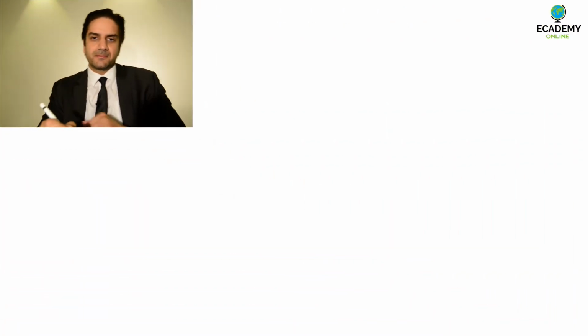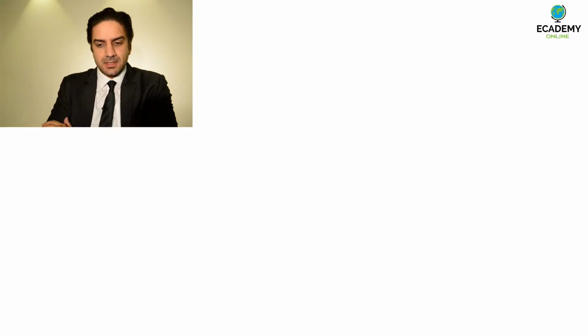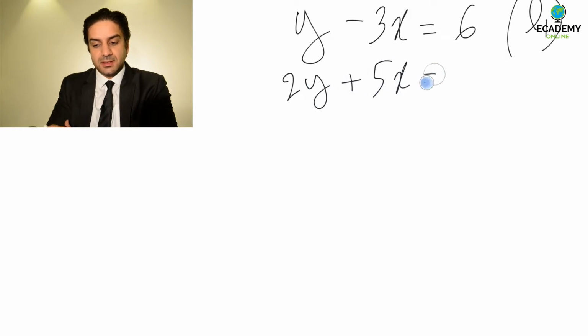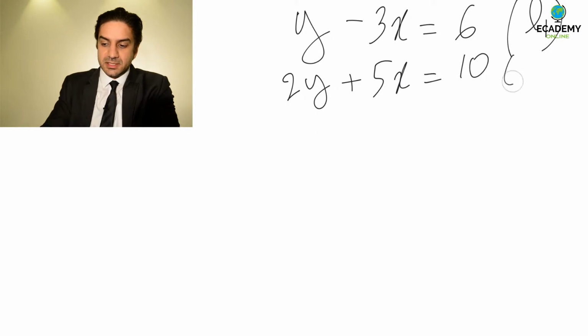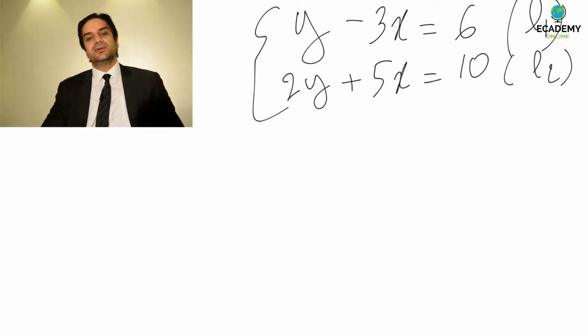Let's start with the same equation that we had: y minus 3x equals 6. This is the line L1 equation. And 2y plus 5x equals 10. This is line L2. We should end up with the same result that we had earlier.